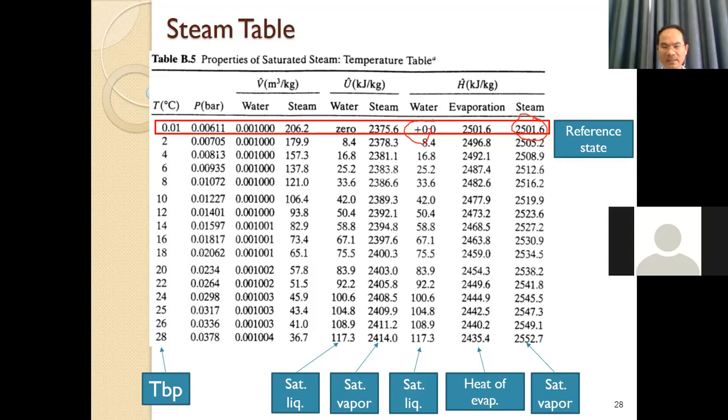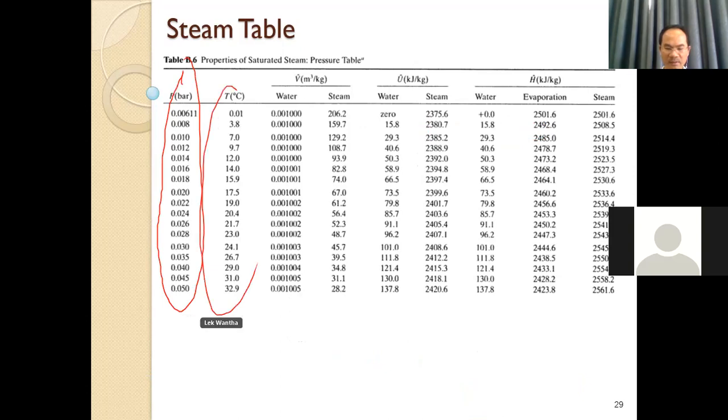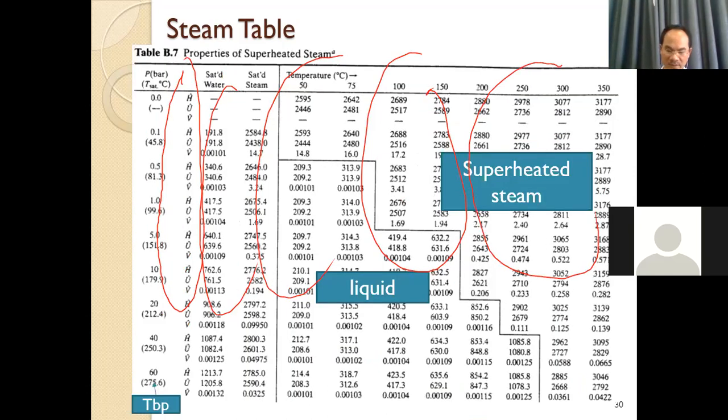Heat of vaporization. This is the heat of vaporization, the difference between the entropy of saturated vapor minus saturated liquid. We get the heat of vaporization from the steam table. And also sometimes you can arrange it in terms of pressure. This is the temperature, volume, internal energy, and enthalpy also. It's an example of the steam table.